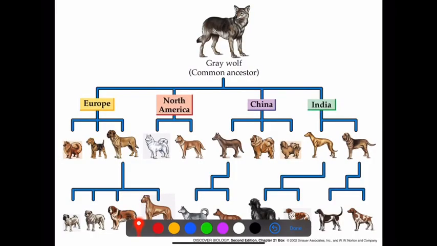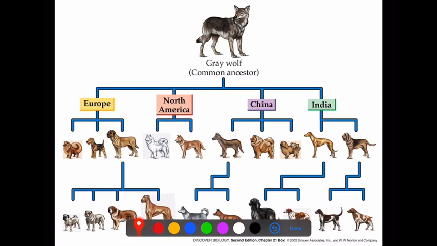Another example here, dogs. So all dogs belong to the same species, which is Canis lupus familiaris. The wolf is Canis lupus, which is an ancestor for the modern day dog. So here you can see that from that modern day dog, we've got a number of variations that have occurred. All of these dogs are the same species. They may not look it, but they are all the same species. And so this is microevolution at work.